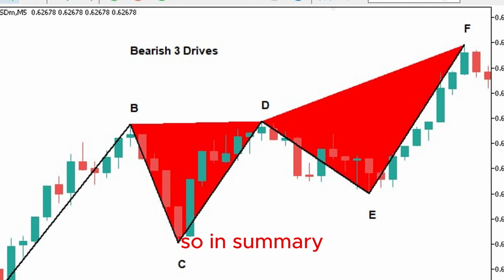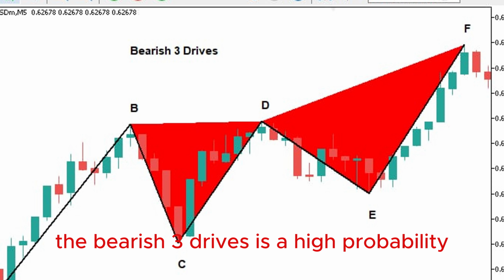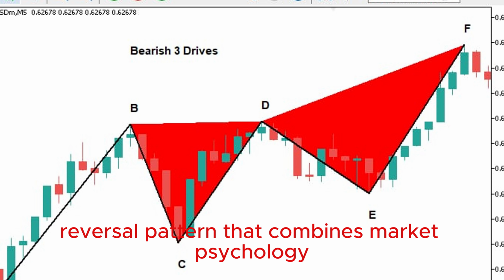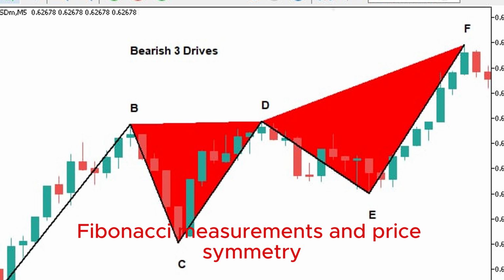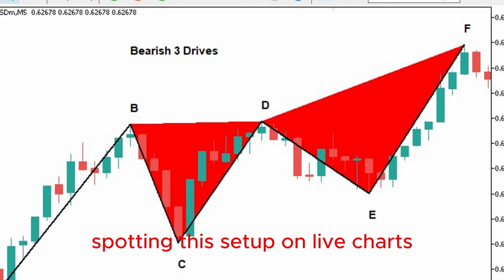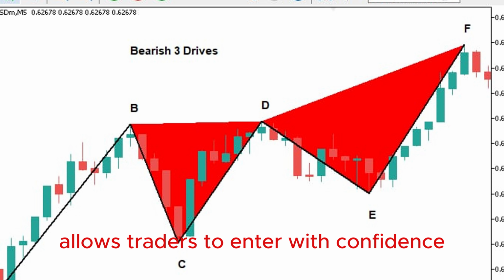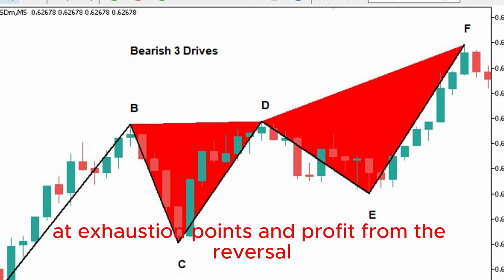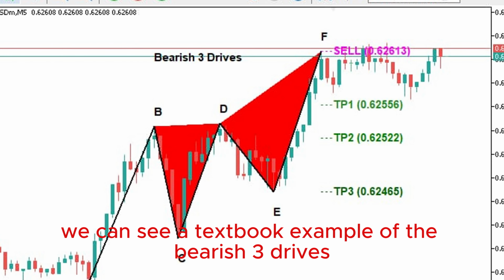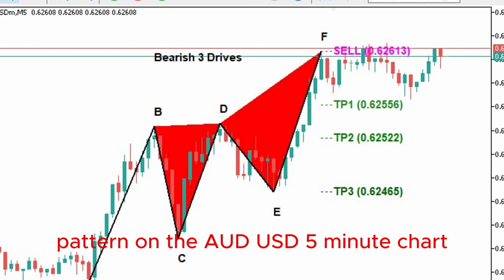So in summary, the bearish 3 drives is a high-probability reversal pattern that combines market psychology, Fibonacci measurements, and price symmetry. Spotting this setup on live charts, like this example, allows traders to enter with confidence at exhaustion points and profit from the reversal.